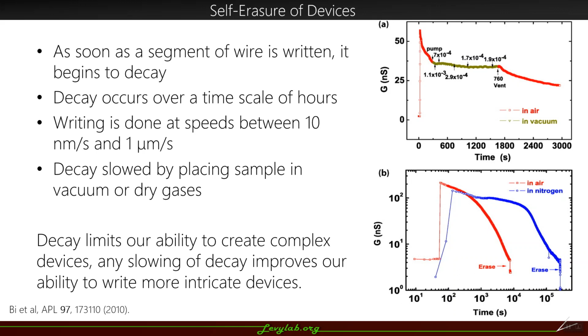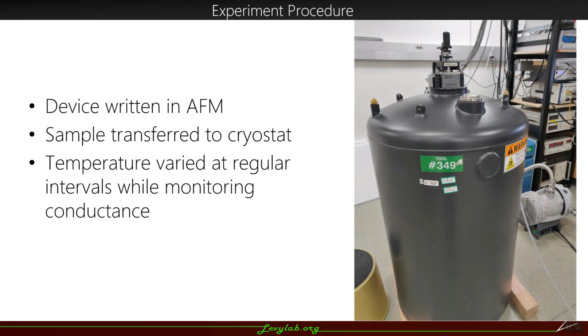So this begs the question, just how does temperature affect the decay of a nanostructure written in LaO-STO? And that's what I set out to test. We did this by first writing a device in an AFM, and then transferring the written sample to a cryostat, such as this Quantum Design PPMS. We then vary the temperature at regular intervals, all while monitoring the conductance, so that we're able to get the conductance as a function of both temperature and time.